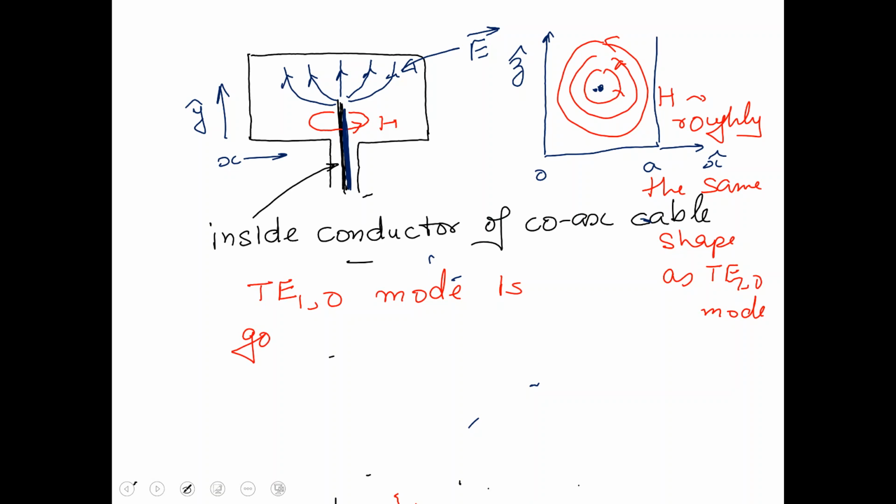It's going to be preferentially excited. Most of the energy is going to go into TE10 mode when I have the conductor right in the center.